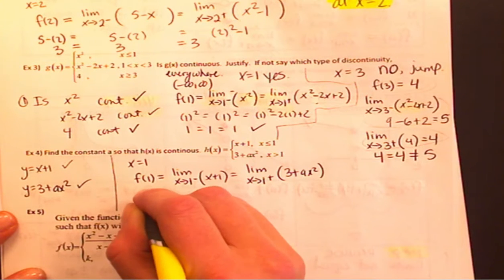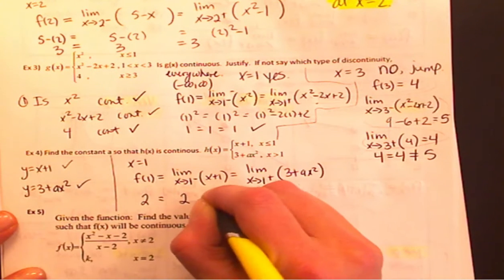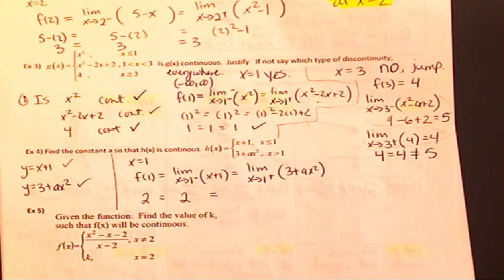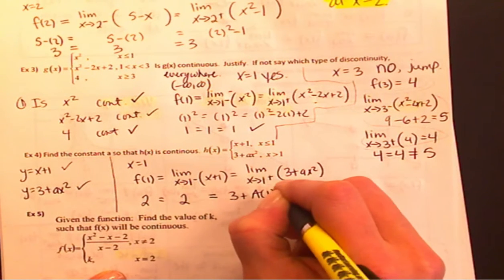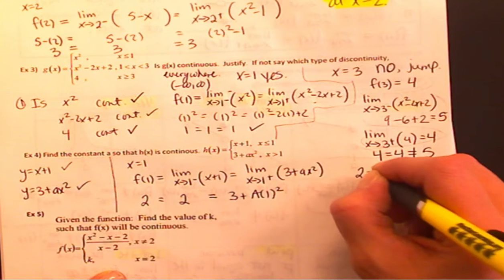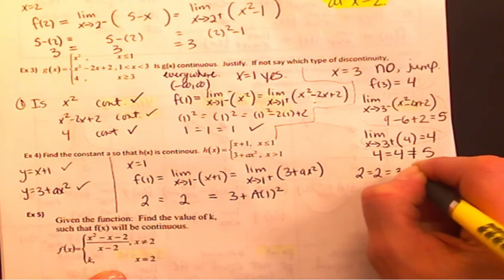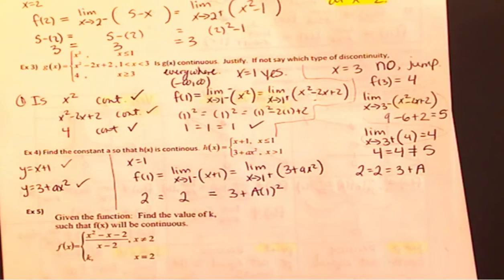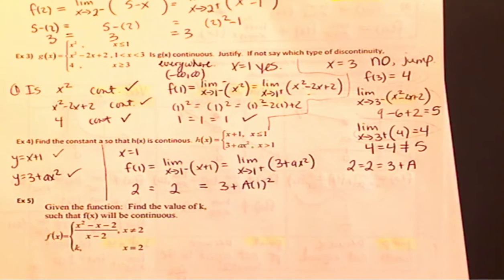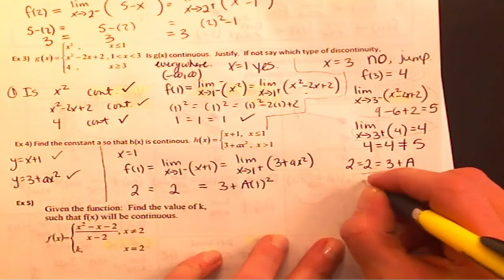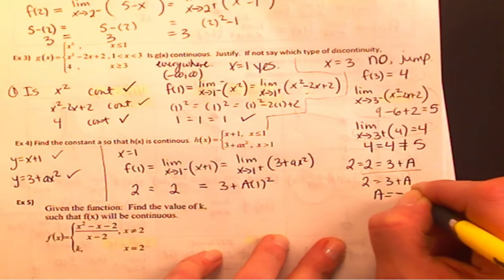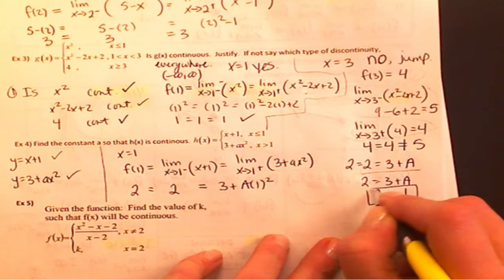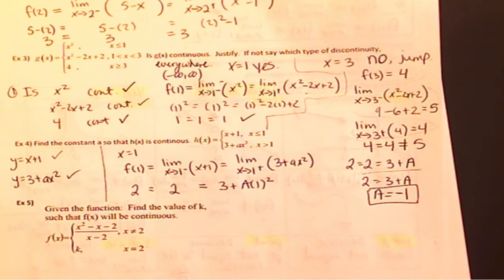f of 1 is 2. Is what? Okay. Let's see what we get. 3 plus a times 1 squared. Okay, 2 plus 2 equals. I don't need to actually write 2 twice. I can just take that piece here. A equals -1. A is a coefficient, guys.